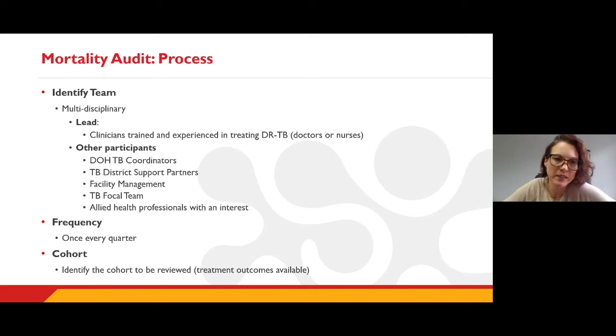In terms of the process and how we conducted this, we would start by identifying a team. We wanted each team reviewing a file to be led by a clinician who was trained and experienced in treating drug-resistant TB. Other people invited to participate were TB coordinators, facility management, the TB focal team, and any allied health professionals that had an interest. We conducted these reviews once every quarter, and the cohort we chose would be the cohort with the most recent DRTB outcomes available. Usually we'd be doing a mortality review about 12 months afterwards.